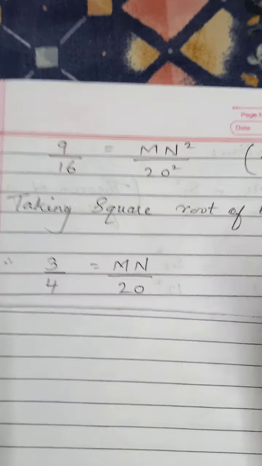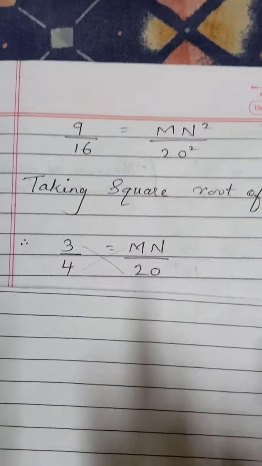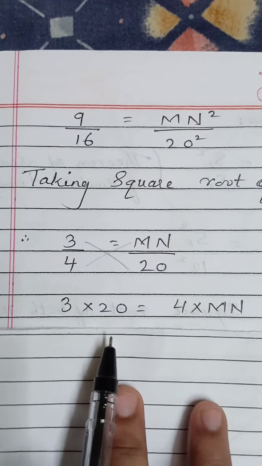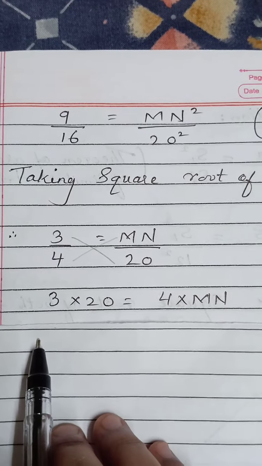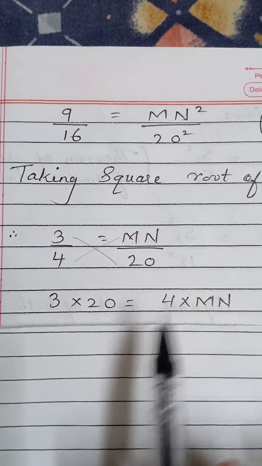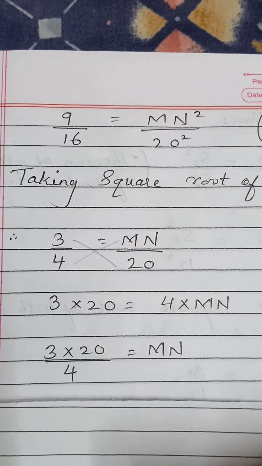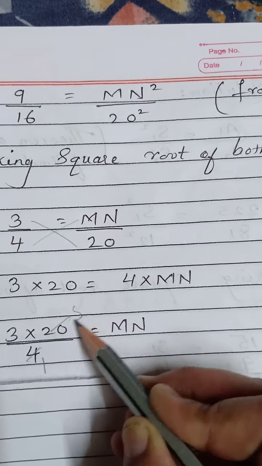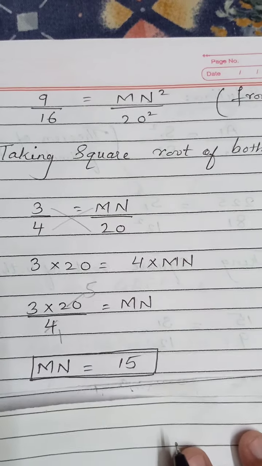After this, we have to cross multiply. That means these two numbers will multiply by each other, so 3 will be multiplied by 20 and 4 will be multiplied by MN. So 3 into 20 is equal to 4 into MN. Now this 4 we will take to this side, so it will come in division because it is in multiplication. So we get 3 into 20 upon 4. Now we can cancel 20 and 4 by 4: 4 ones are 4, 4 fives are 20. So 5 threes are 15. So the value of MN is equal to 15.